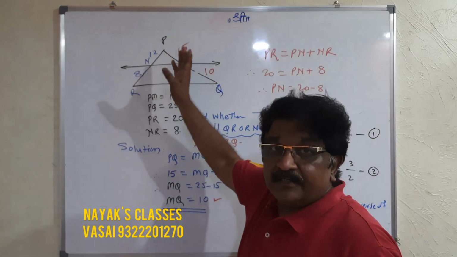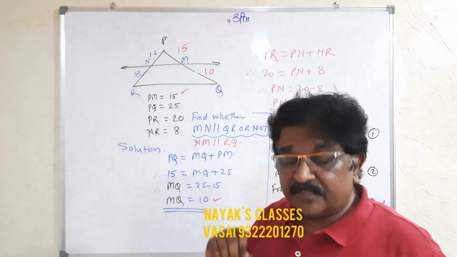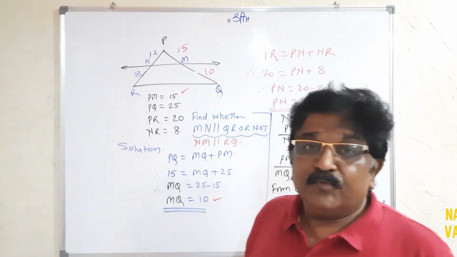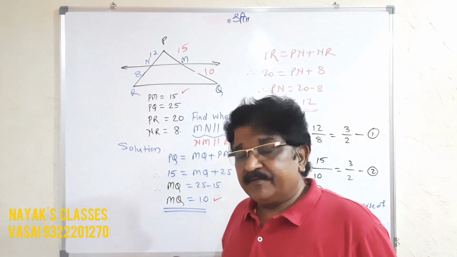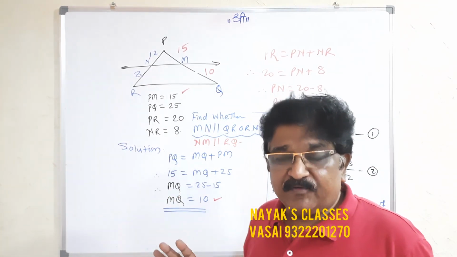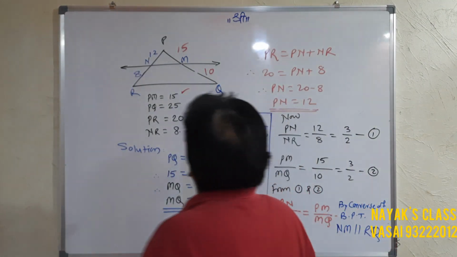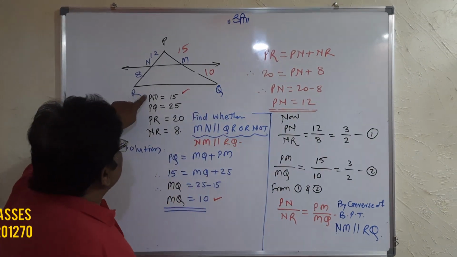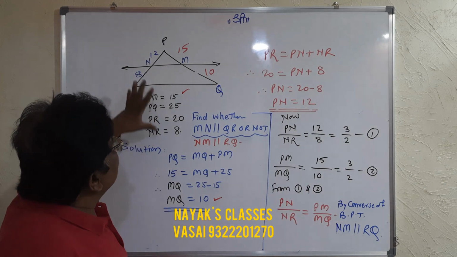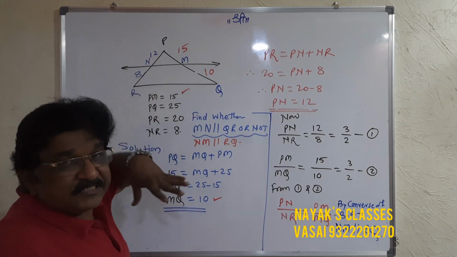So triangle line means which theorem or property? Basic proportionality theorem. For the basic proportionality theorem, you have to show some ratios must be equal. So by using these measurements, now we will calculate the missing measurements.